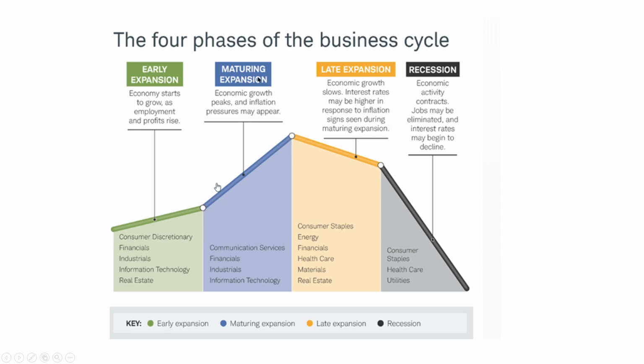Where we are today in the business cycle is between the maturing expansion and late expansion phase. We are crossing over into the maturing to late. And what does very well in this area at the top here is consumer staples, energy, financials, healthcare, materials, and real estate. Real estate does incredibly well at this because we're going right into an expansionary phase.